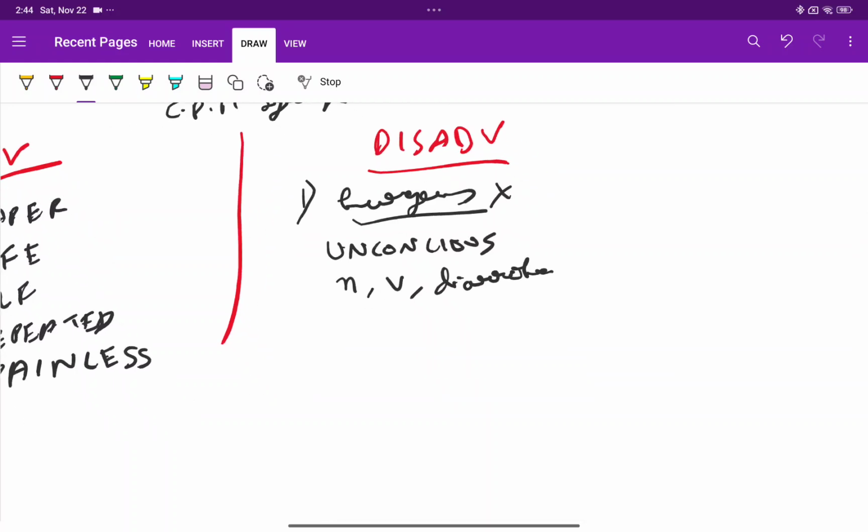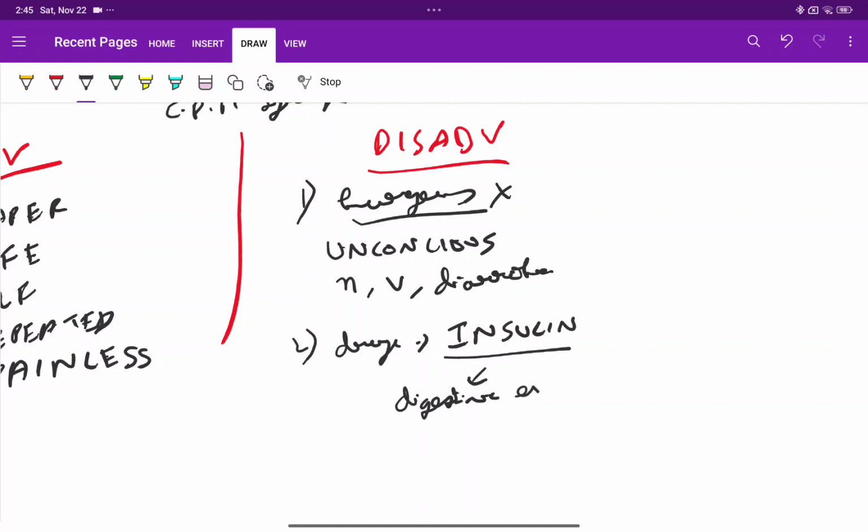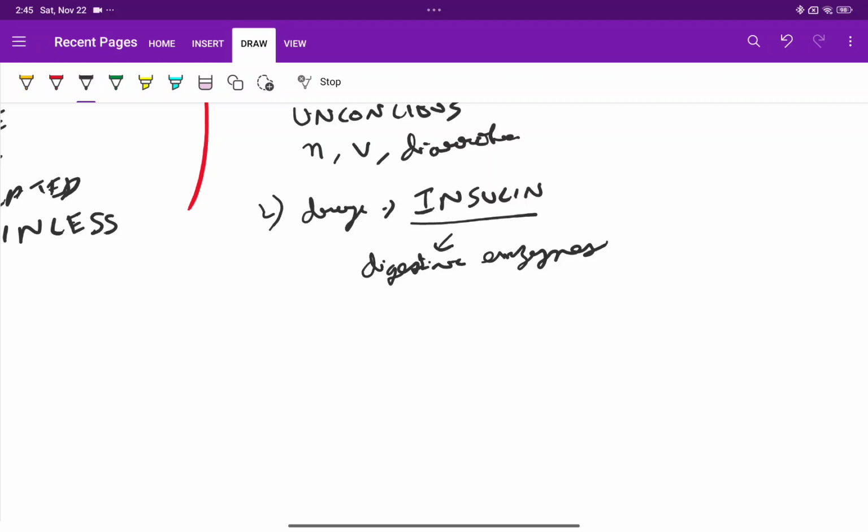In emergency conditions like high blood pressure or high blood sugar level, we can't use the oral route of drug administration. Other disadvantages of the oral route: first, we can't give drugs like insulin, because when given orally, it is destroyed by the digestive enzymes.